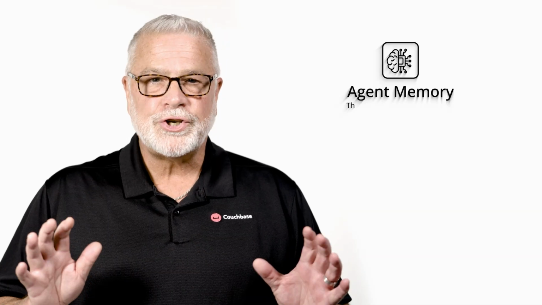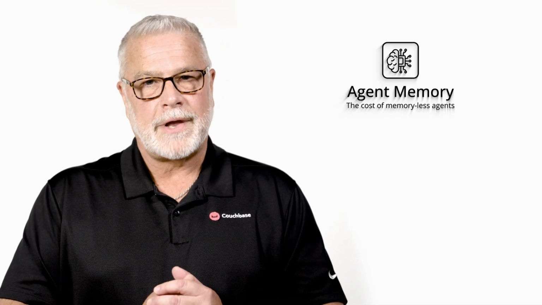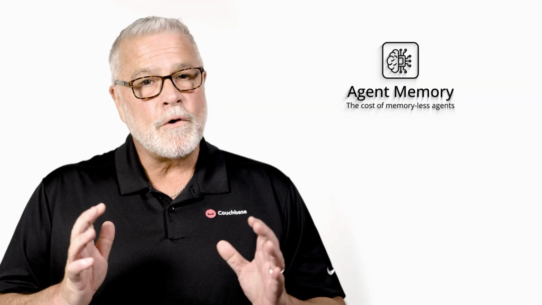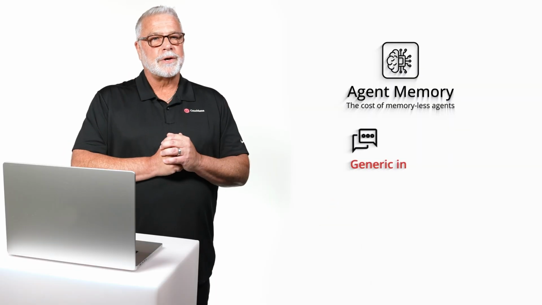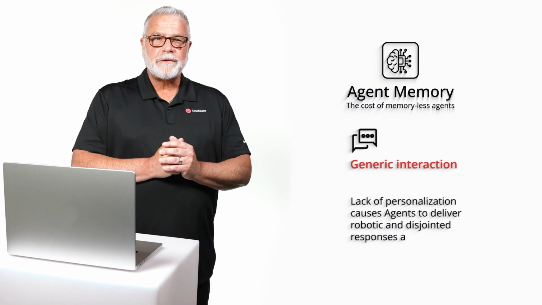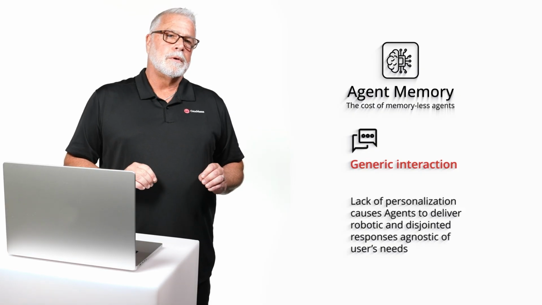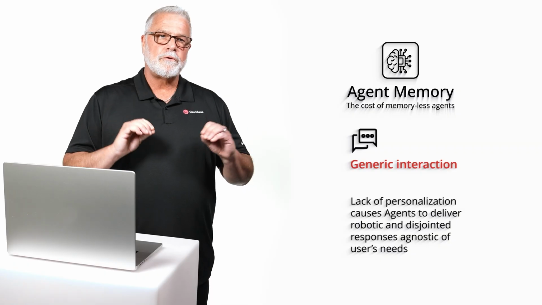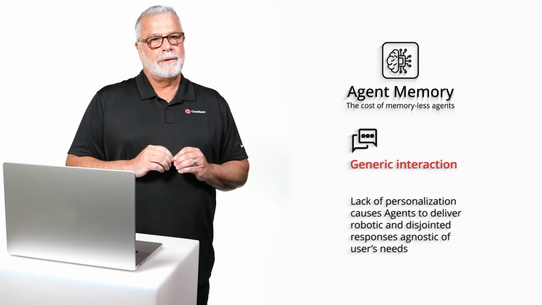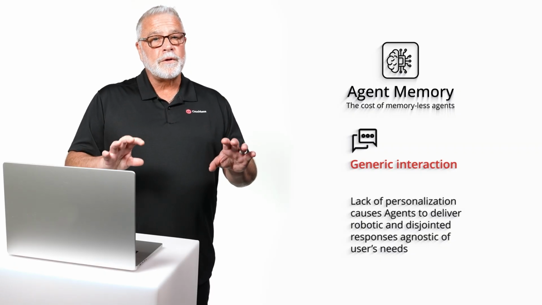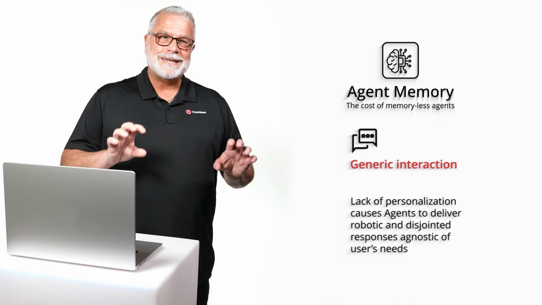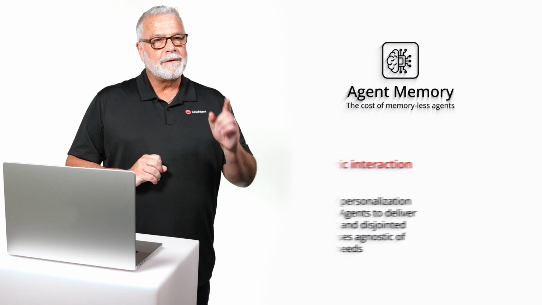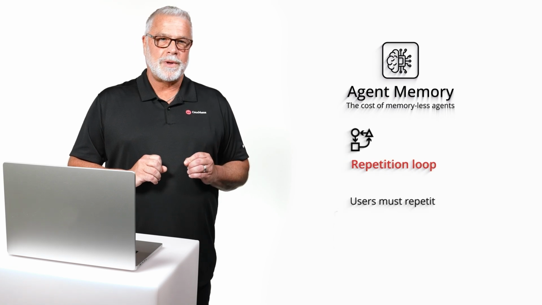Without memory, an agentic app faces many challenges that increase cost and ruin the user experience. First, there's generic interaction. Without memory, the agent has no idea who it's talking to. It treats every user the same. No preferences, no history, no context. The result is responses that feel robotic and off-target, dampening the experience. Users notice immediately.